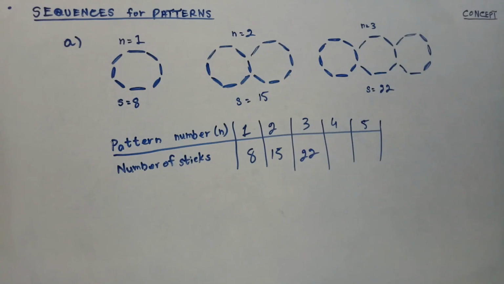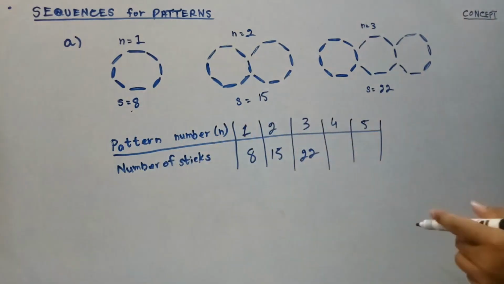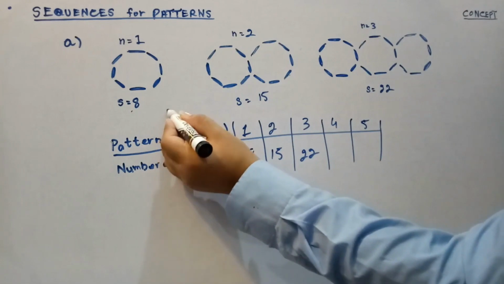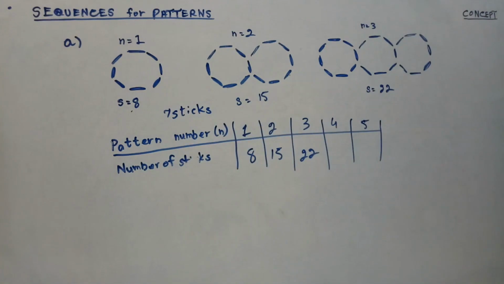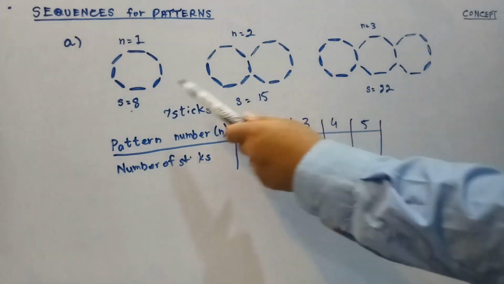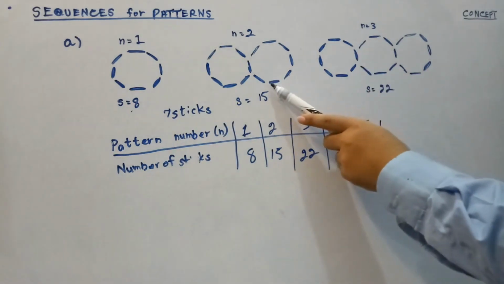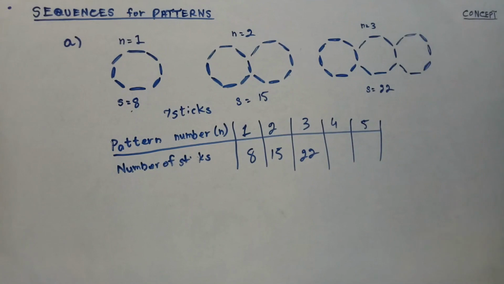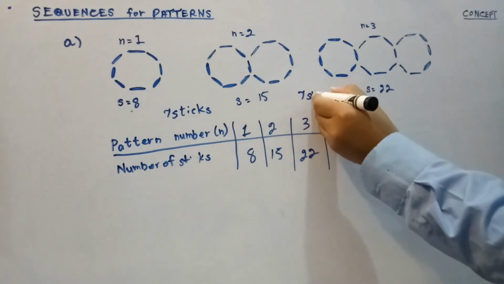So how can we find it? Actually, it is a regular pattern. If I look at the difference between this one and this one, there is a difference of 7 sticks. Here we have 8 sticks and here we have 15 sticks. If I subtract 8 from 15, there is a difference of 7 sticks. Similarly, this one has 15 sticks and this one has 22 sticks. If I take the difference between the two, it is also 7 sticks.